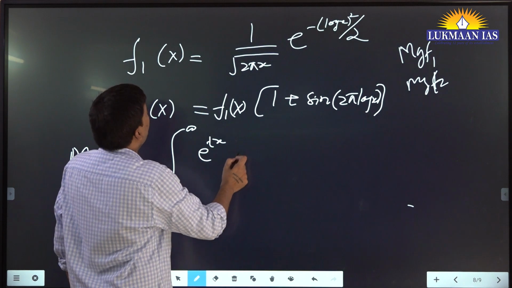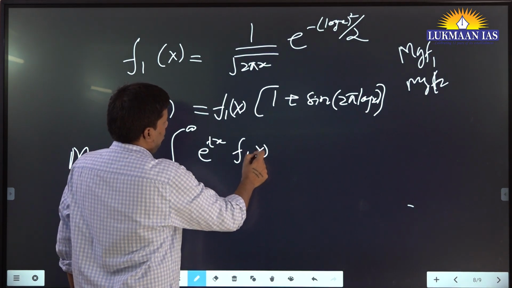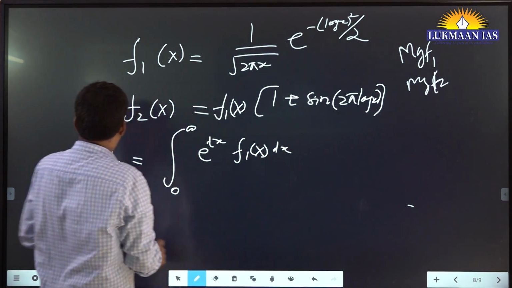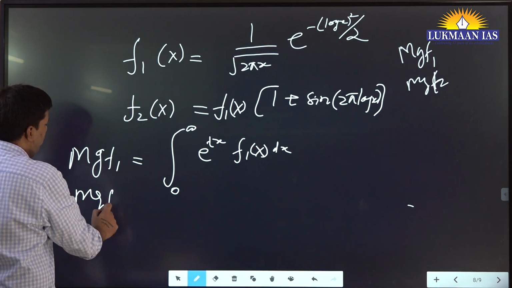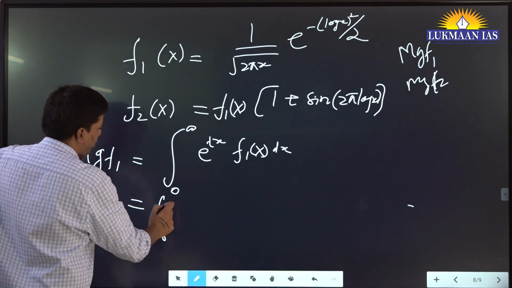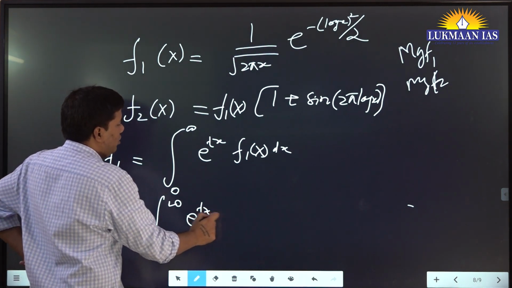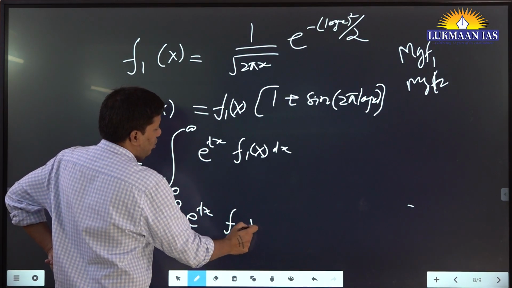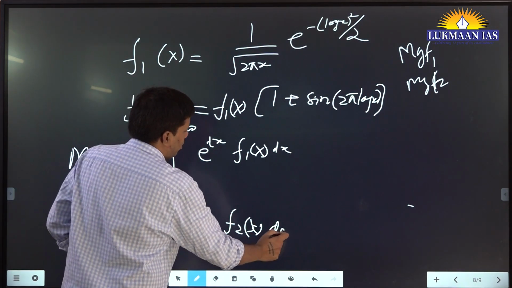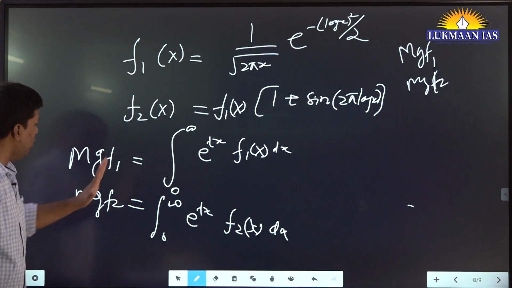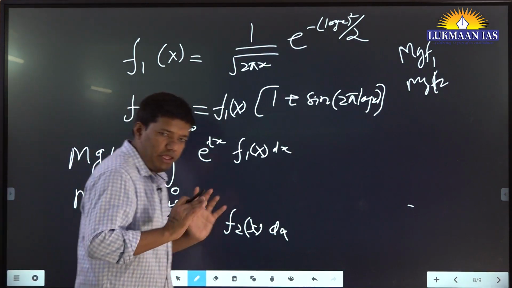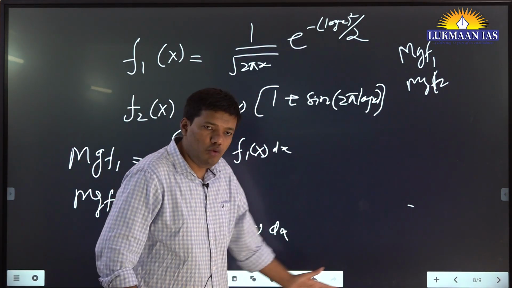ETX and this one, right? F1x into dx. Similarly, I can calculate the MGF of 0 to infinity e to the power tx into f2x into dx. Fine. You will get the moment generating function. Then you will differentiate it n times. You will get the moments.